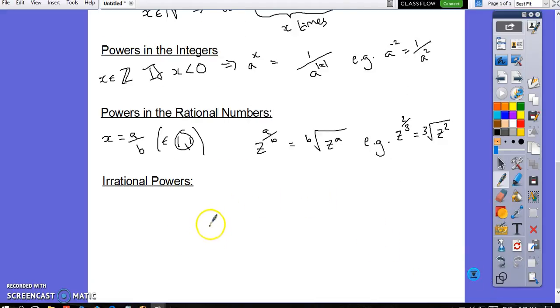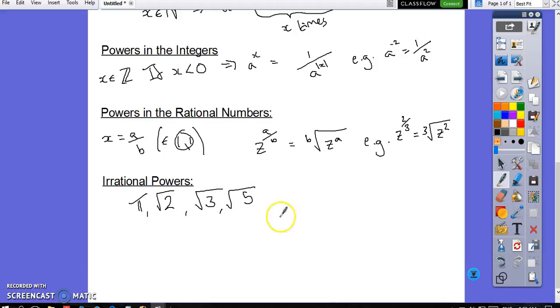So let's first of all remind ourselves of some irrational numbers. I wonder if you can think of any off the top of your head. A couple that we met last year were pi, the square root of 2, and in fact the square root of any prime number is definitely irrational, so square root of 3, square root of 5.